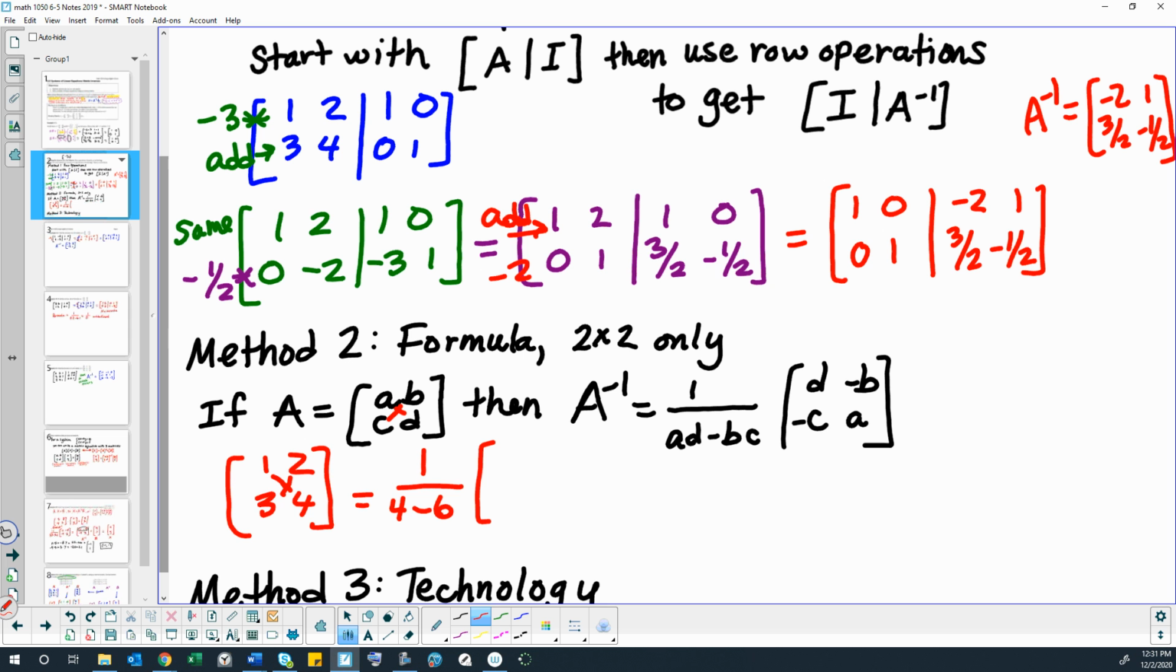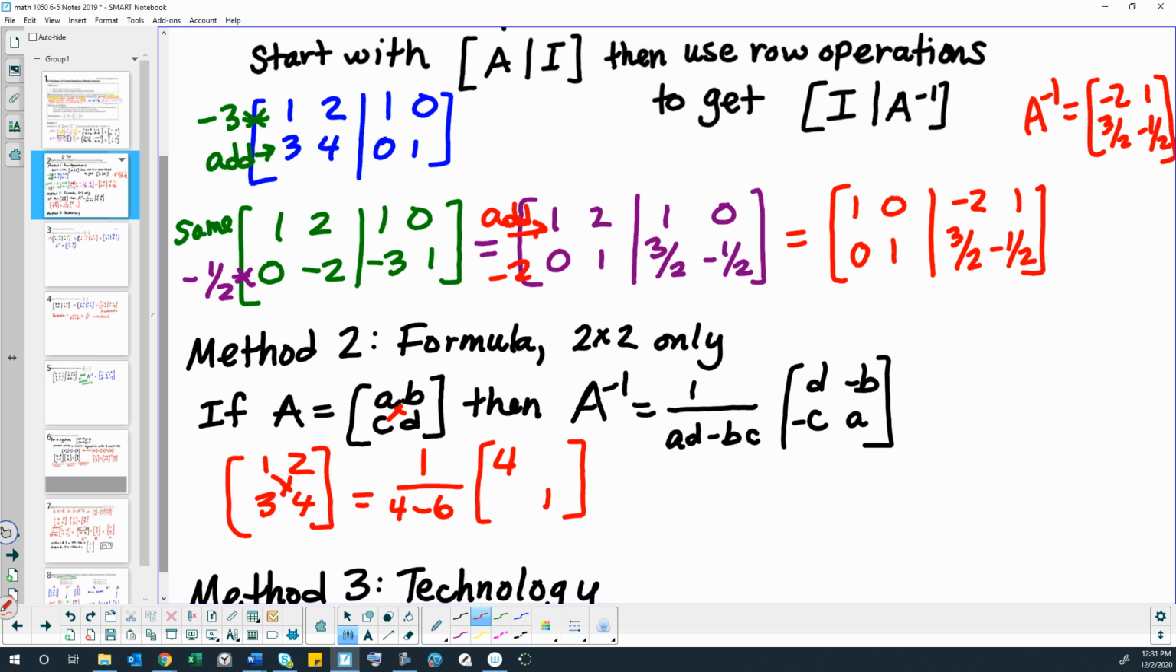Okay, so then we want to trade A and D. So notice how A is here and D is there, but in our formula, D is there and A is there. We're just trading those two numbers. So instead of a 1 in the top left and a 4 in the bottom right, we're going to switch them so we have 4 in the top left and 1 in the bottom right.